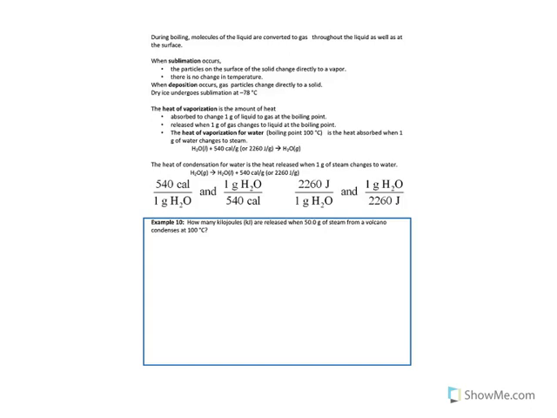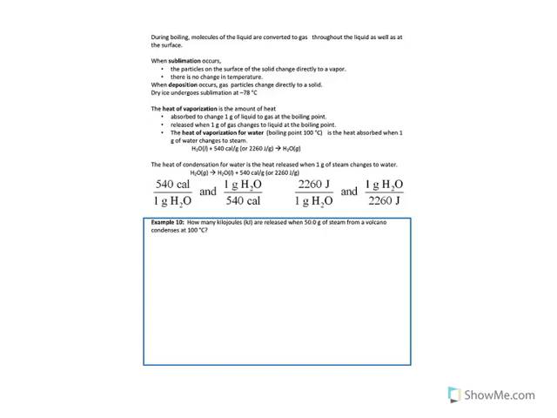The heat of vaporization is the amount of heat necessary to change 1 gram of liquid to a gas at its boiling point. And it is the amount of heat released when 1 gram of gas changes to liquid at the boiling point. For water, this is 540 calories per gram, or 2,260 joules per gram. Notice this is much higher than the last value that we looked at, because again, we're going from a liquid to a gas. That requires more energy than going from a solid to a liquid.